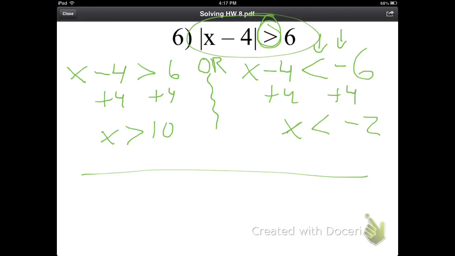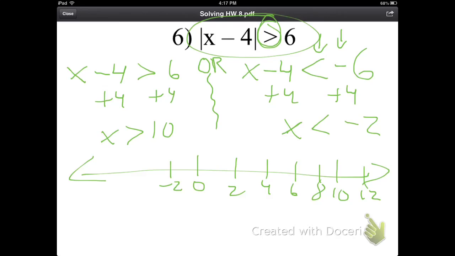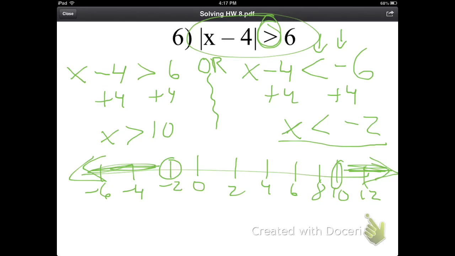So if we were to graph these guys real quick just to see what they look like, let's put 0 here. We'll count by 2s: 2, 4, 6, 8, 10, 12-ish, negative 2, negative 4, negative 6-ish. If we were to graph our left one here, we can put an open circle at 10, and we would shade to the right. Shade, shade, shade, shade, arrow. And if we were to graph our right one, we put an open circle at negative 2, and shade left. Shade, shade, shade. Okay, so that's the graph.